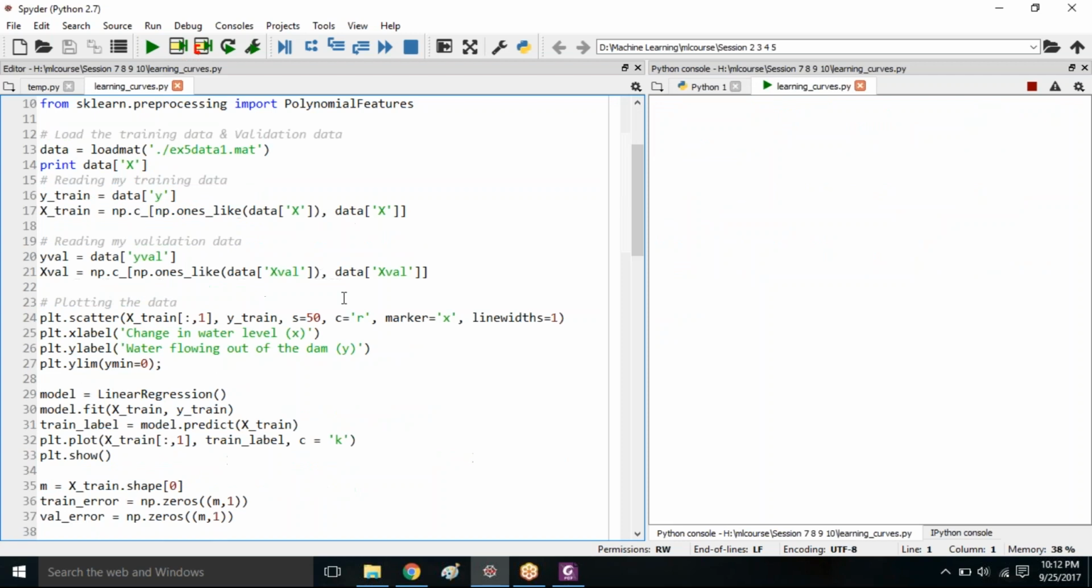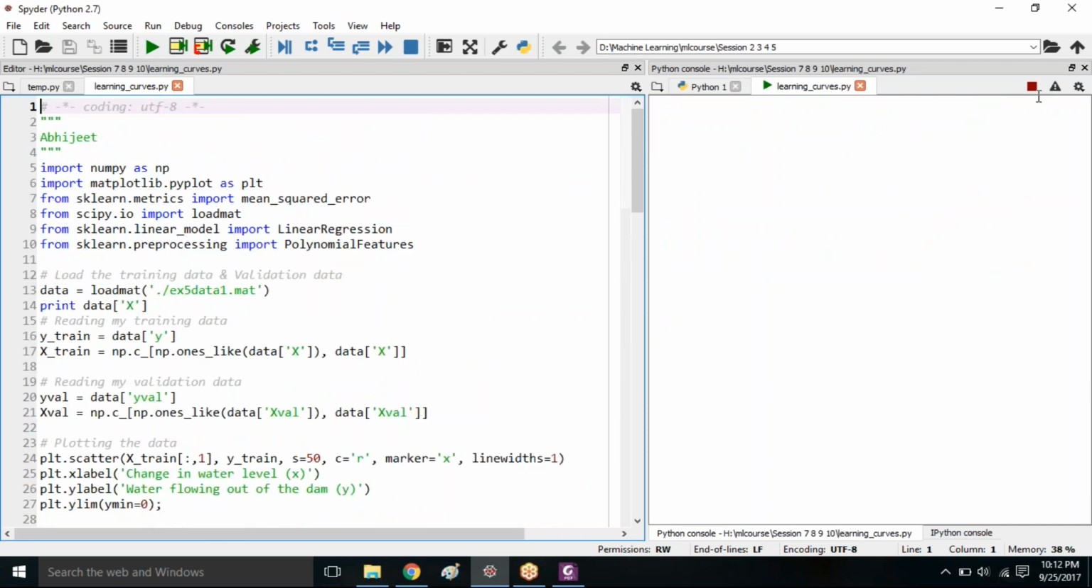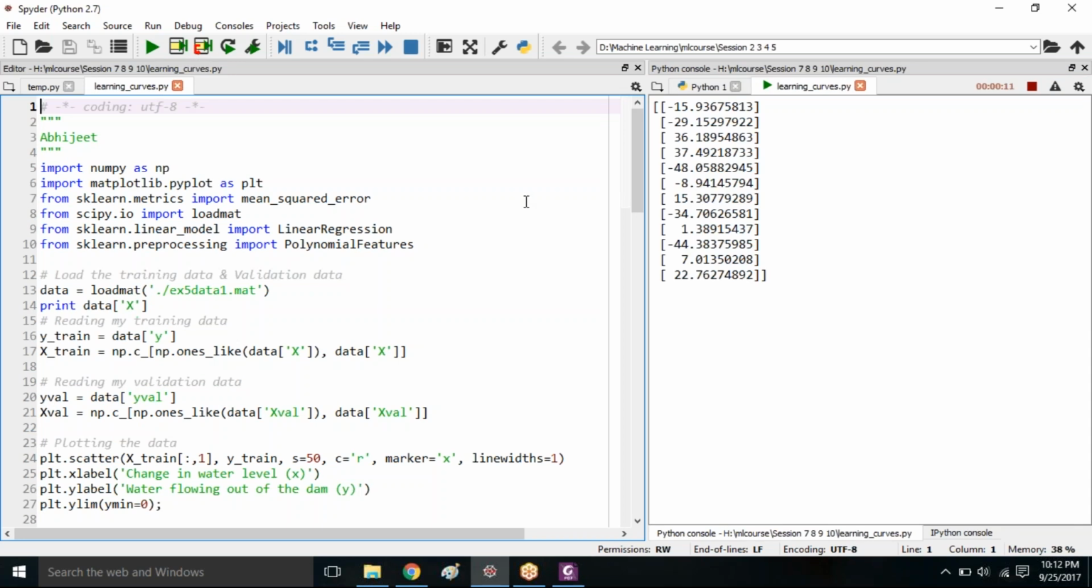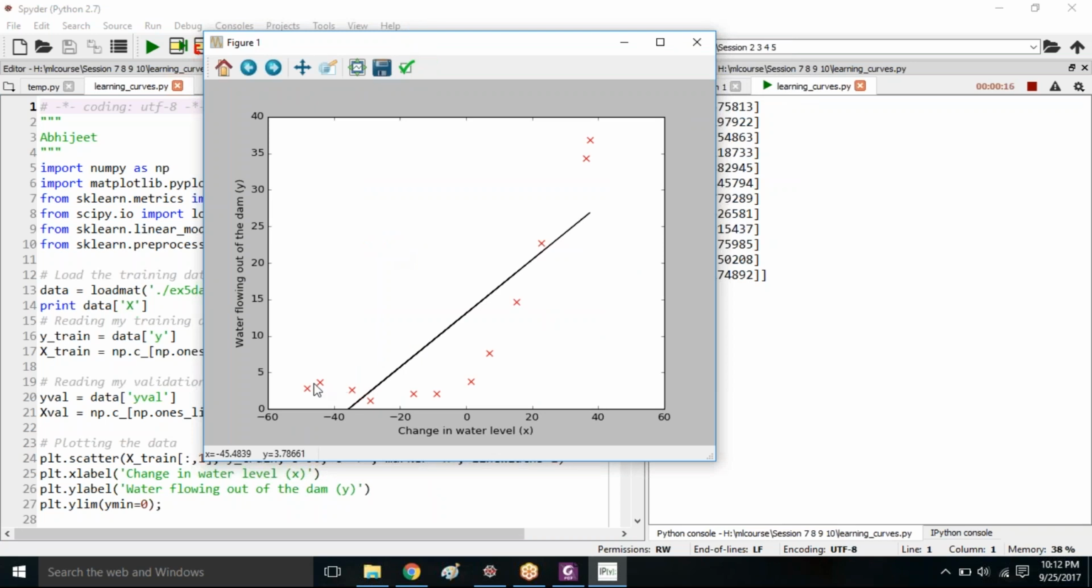Okay, so it is running. Maybe it will take some time to read the data. Okay, so this is basically this particular example you see. The red crosses you are seeing. I will tell you the objective first.